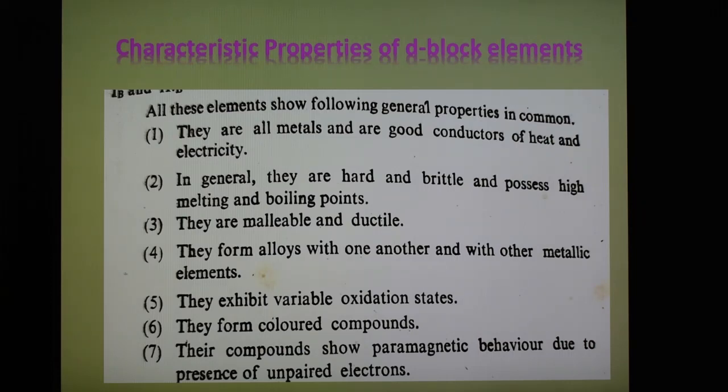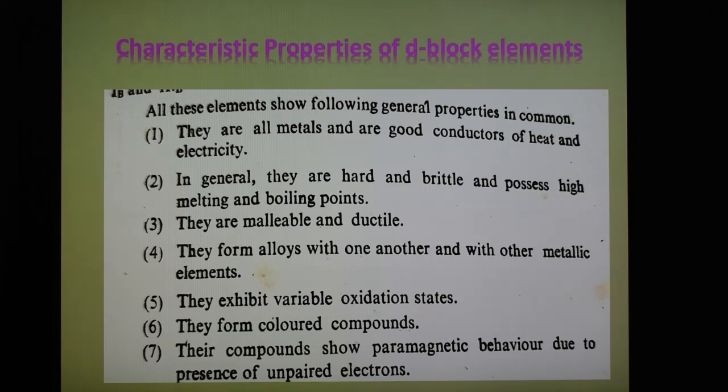As we know, all the elements present in the d block are metals, and therefore all these metals are good conductors of heat and electricity. These are some important characteristics of the d block elements and of the first transition series elements also. These elements are hard and brittle and have high melting and boiling points. They also show malleability and ductility. They form alloys with other metals or elements, and they exhibit variable oxidation states. These elements have a strong tendency to form complexes.